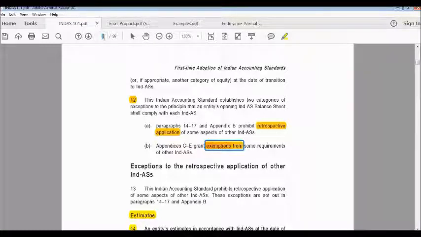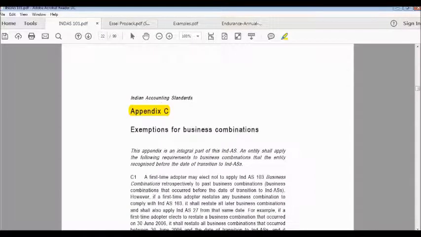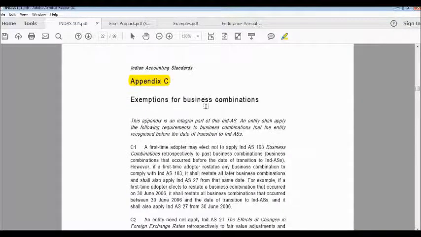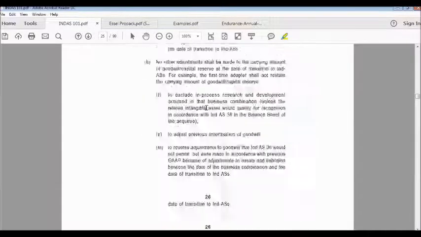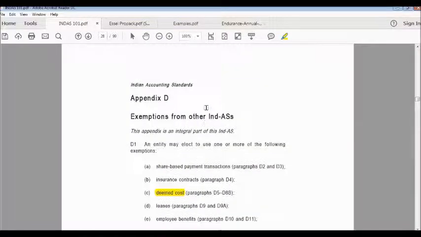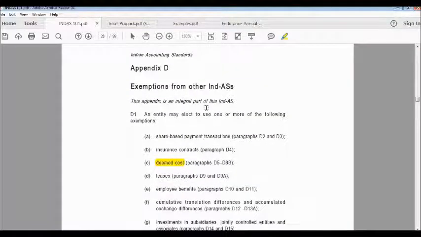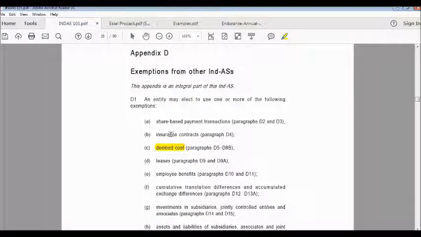So first check out appendix C, which is on page number 22. Exemption for business combination, which if you read it out, you can find what exemption is there. Business combination is mostly not applicable in most cases, so I'm not telling you about this. Then the appendix gives you exemption on a lot of things.